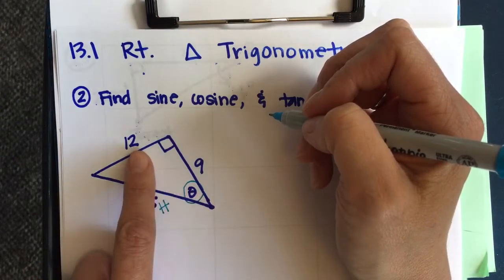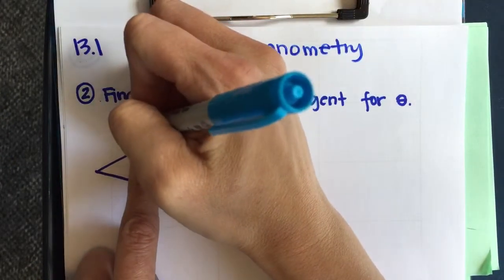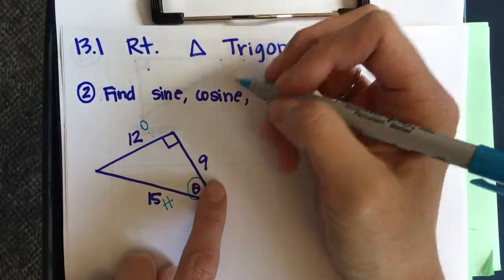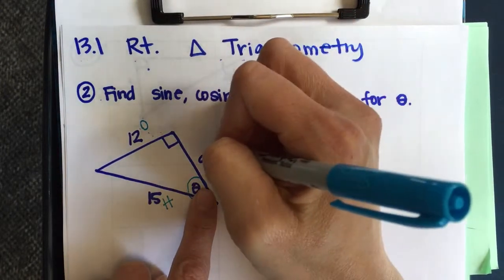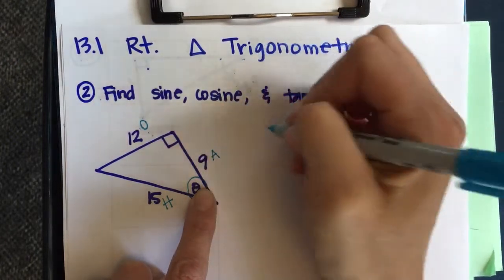Across from theta we have 12. That is the opposite side, and 9 is next to theta. It helps make up the angle. For theta, that is the adjacent side.